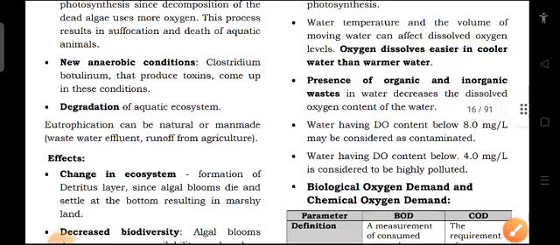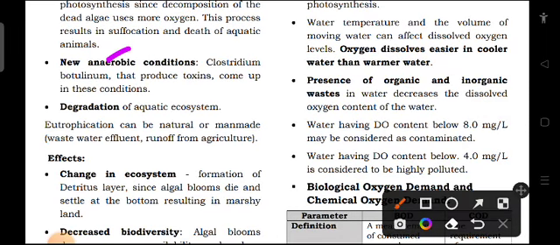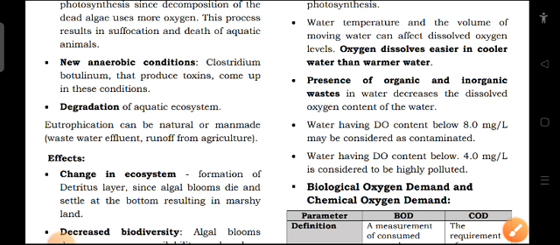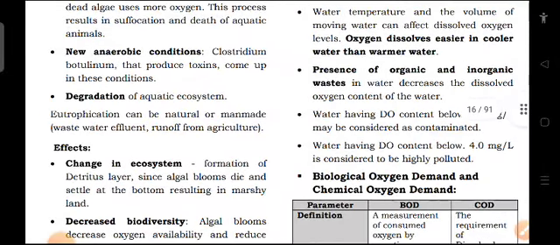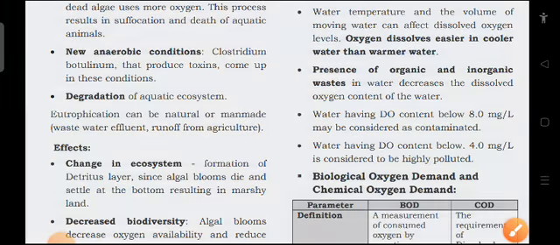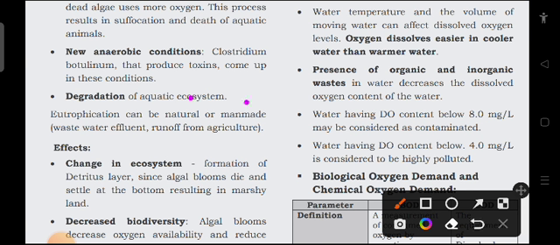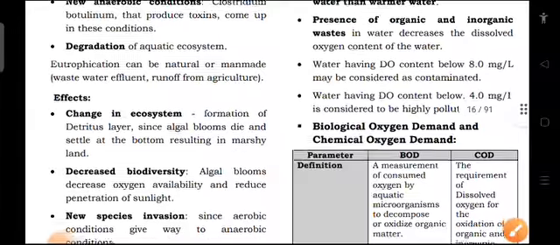Then what are the other effects? New anaerobic conditions come up, and organisms like Clostridium botulinum that produce toxin appear in this condition. So bacterial invasion might further increase, and it will create an anaerobic condition, that is, without oxygen. There are certain microorganisms that can survive without oxygen. Their population will increase. Then degradation of the aquatic ecosystem might happen. So eutrophication can be natural or it can even be man-made. Wastewater effluent and runoff from agriculture are the man-made reasons.